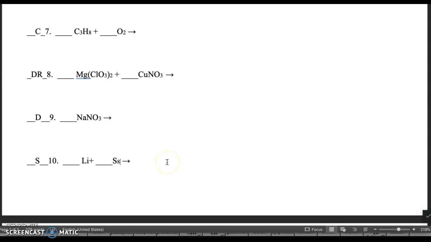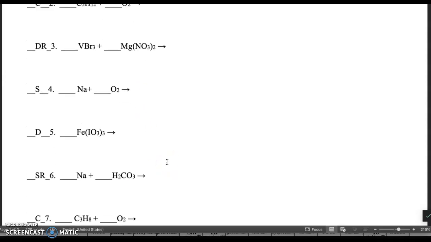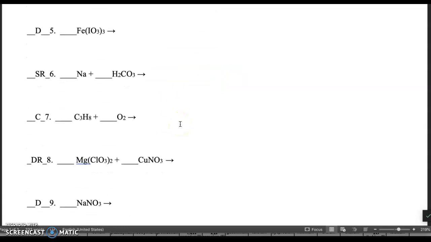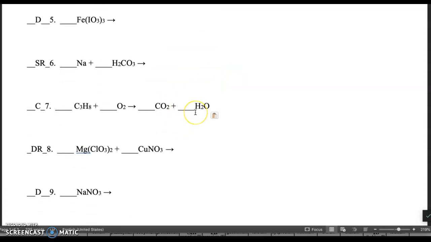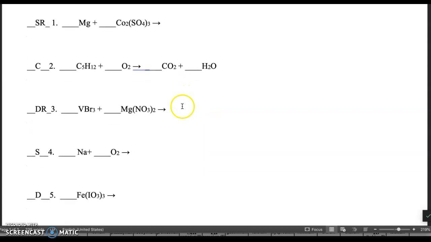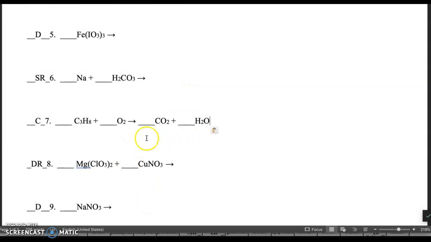Okay, so what I have here now is I'm going to do the combustion reactions first because I think the products for those are the easiest. If I can identify as combustion, I know it's going to be CO2 and H2O. Those are my products, so that's for number 2 and number 7. And then balancing I'll come back and do at the end once I write products for all of these. So combustion, CO2 and H2O.